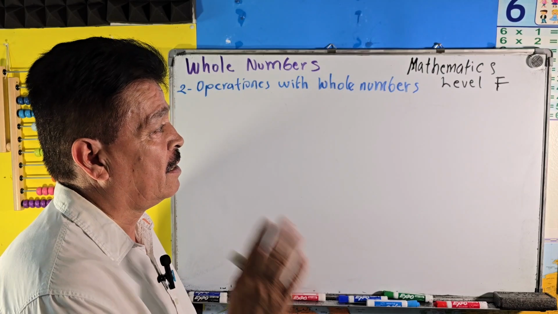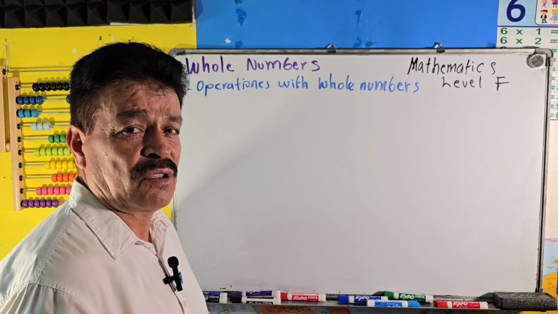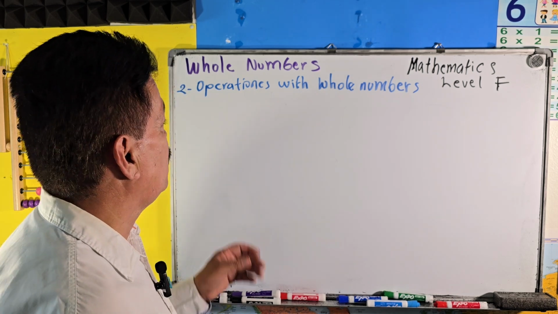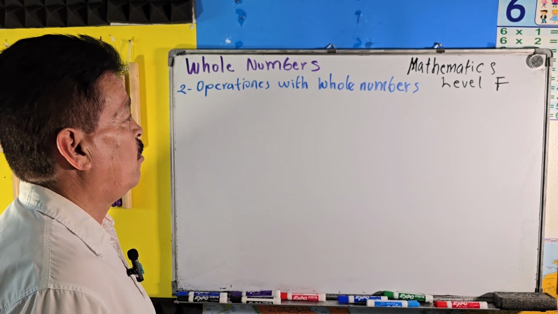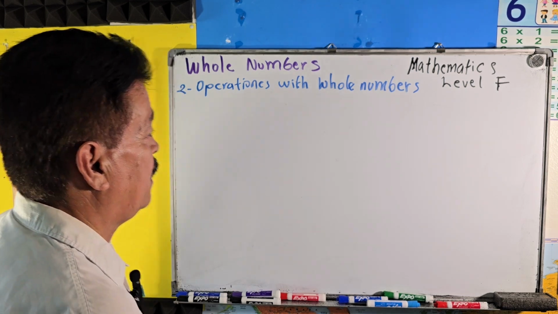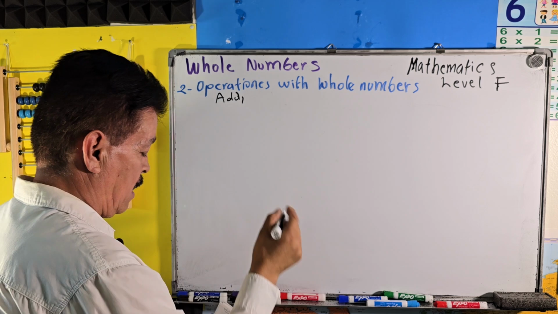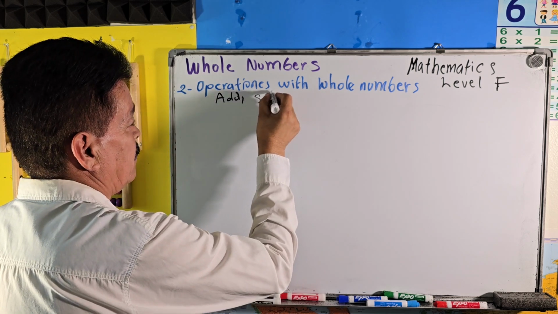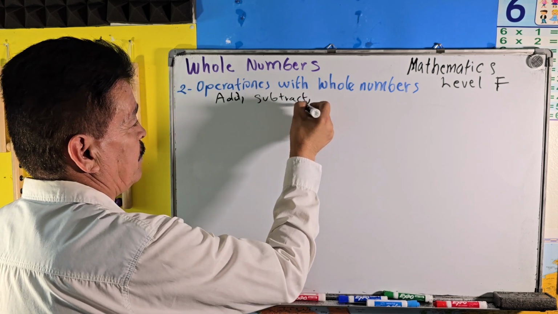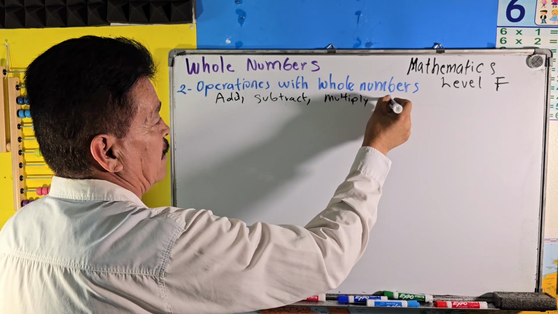Whole numbers. I will divide my class into 6 sections. This section is an operation with the whole numbers. What I mean by this is add, subtract, multiply, and divide.